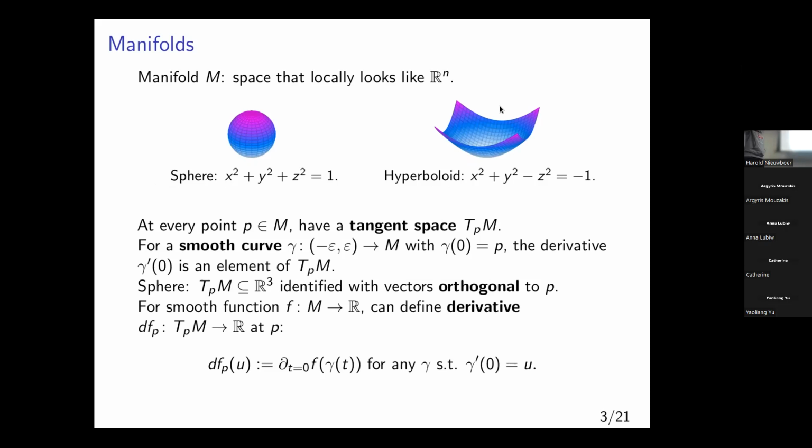And if you know what tangent vectors are, then you can also define derivatives of a function on your manifold. So what you do is, suppose I want to compute the derivative of my function f in a direction u, in a tangent direction. Then I pick a curve that passes through my point, whose velocity at this point is exactly u. And then I just look at the first derivative of my function f along this curve.